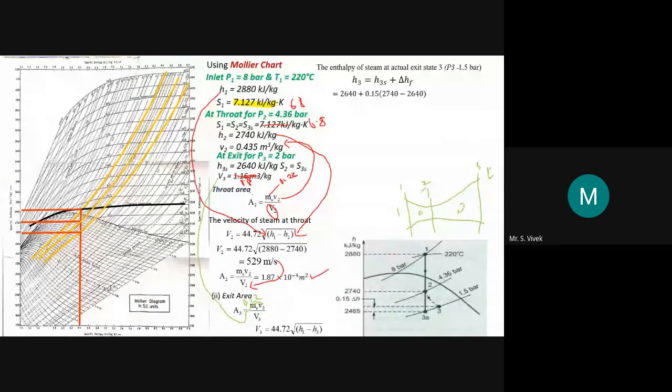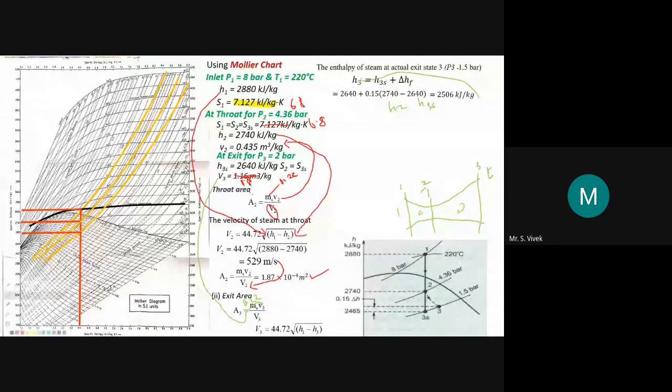So I substitute: this is H2 and this is H3s. 2640, right? 0.15. H2 is equal to 2740 and H3s is 2640. Now if you substitute and solve, you will get the value of 2560, which is equal to the H3 value. That's it, problem solved.